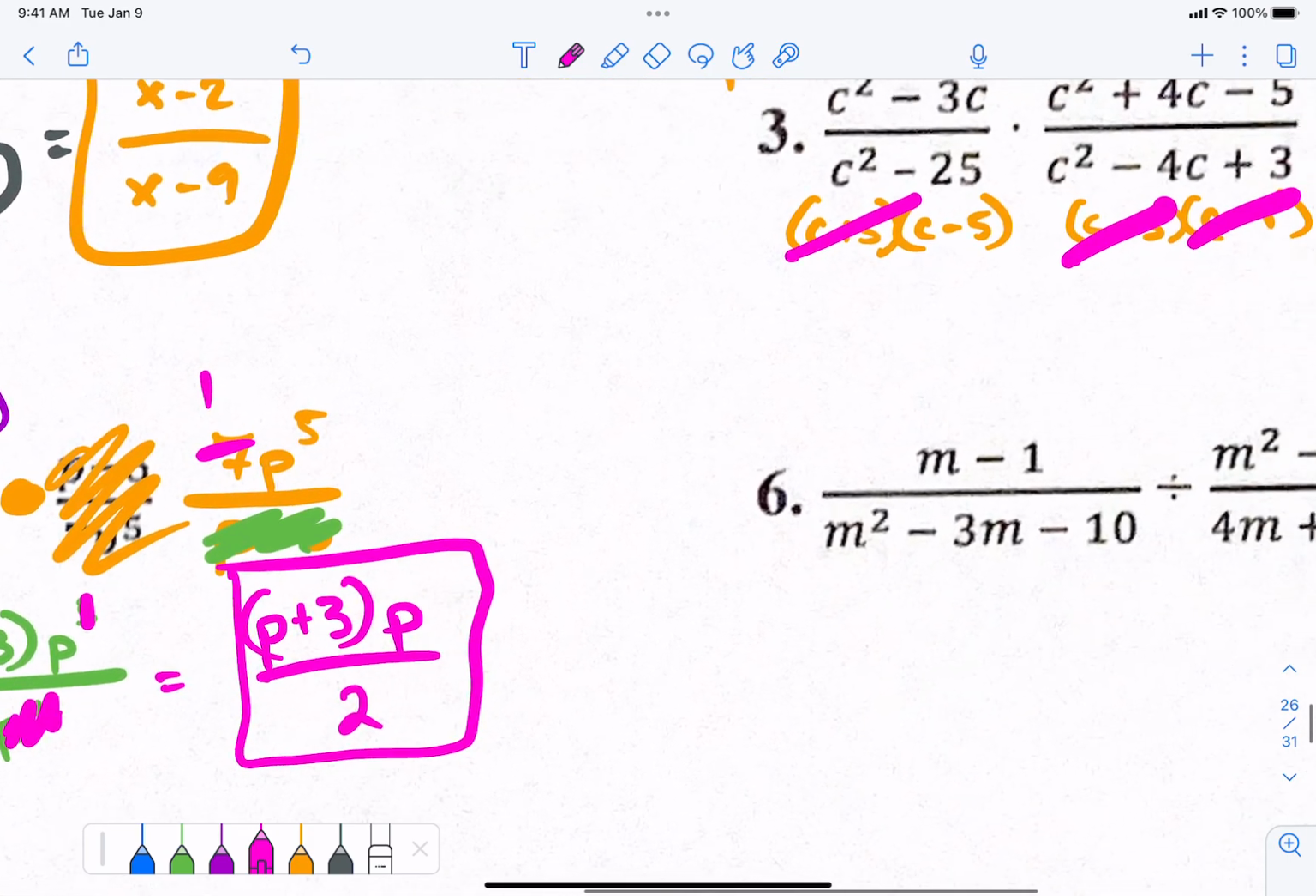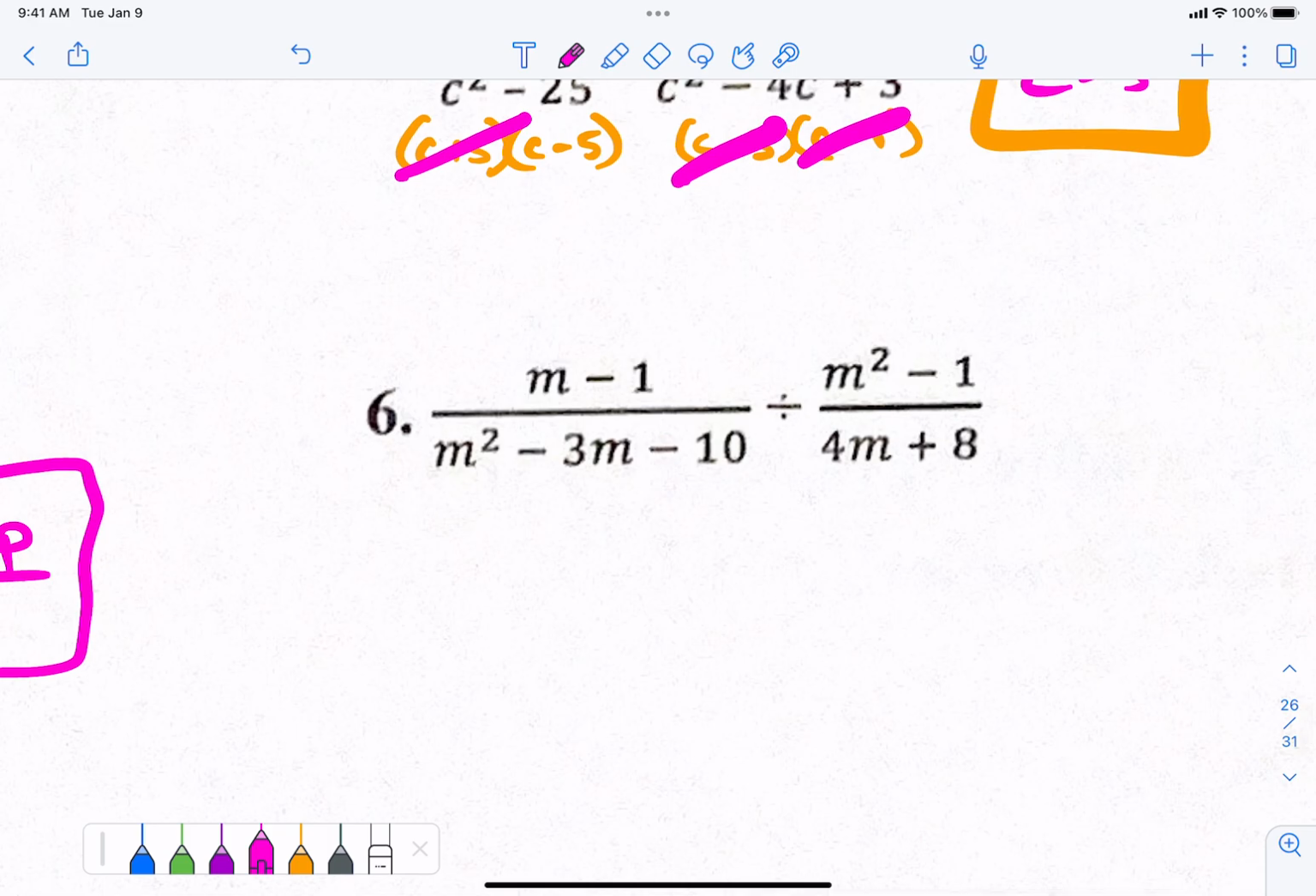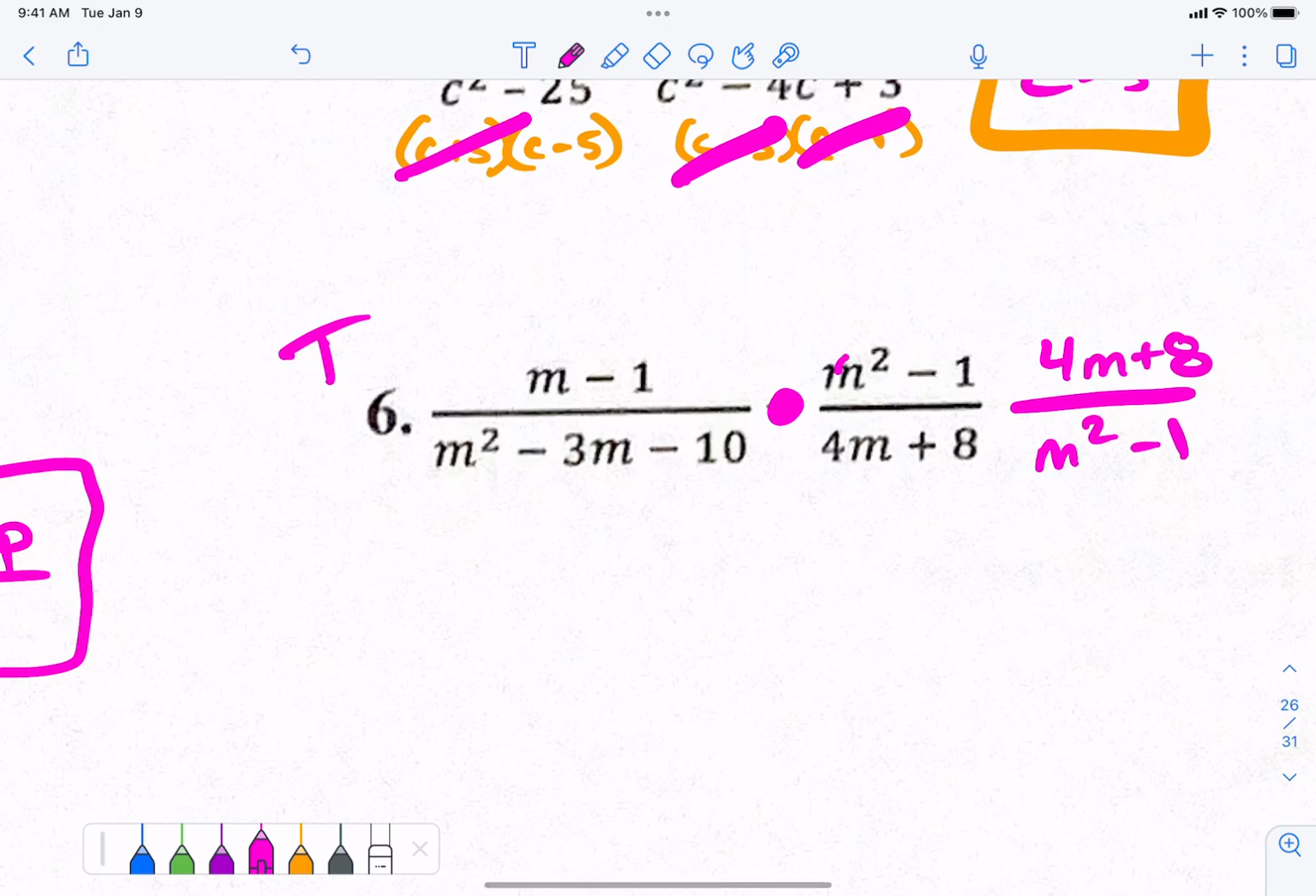All right. Number 6. Are we ready for number 6? Trapped or not trapped? Trapped. Keep flip, because it's division. So let's flip them around. 4m plus 8 and m squared minus 1. So I'm just being lazy and I'm going to write them like that. Okay? All right, now what would we like to do?